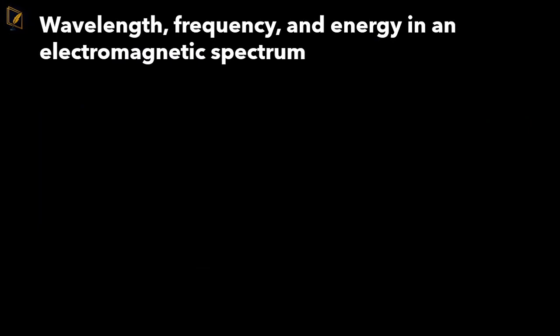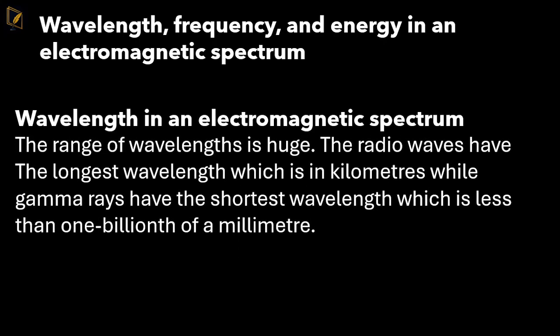Let's discuss the wavelength, frequency, and energy in the electromagnetic spectrum. We start by looking at wavelength. In the electromagnetic spectrum, the range of wavelength is huge. The radio waves have the longest wavelength, which is in kilometers, while the gamma rays have the shortest wavelength, which is less than 1 billionth of a millimeter. So as I said earlier, the gamma rays have the shortest wavelength, whereas the radio waves have the longest wavelength.